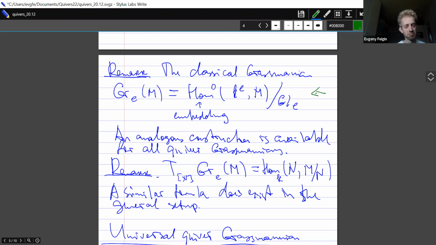Well, in some sense, the points of the Grassmannian represent the maps from KE to M, but maybe there are some other things, but I don't know.